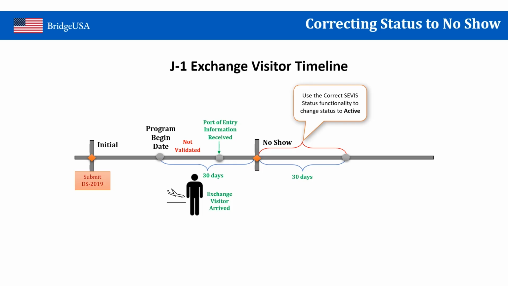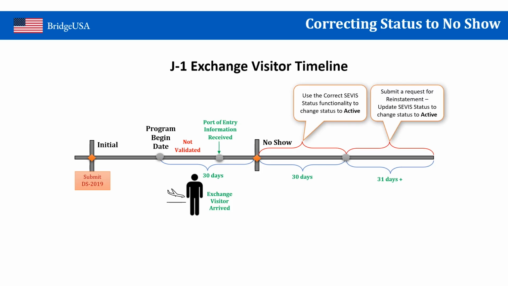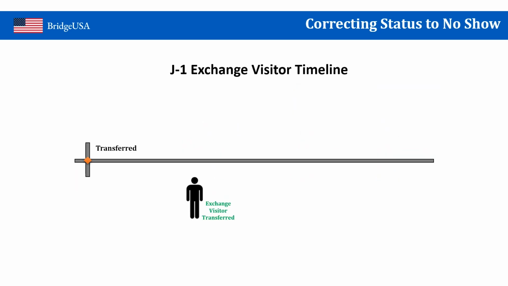The Correct SEVIS Status process for correcting status from no-show is identical to the previously demonstrated process for correcting the status from invalid. If it has been longer than 30 days since the status changed, you must submit a Reinstatement Update SEVIS status request. This option requires payment of a non-refundable fee, supporting documentation, and review by the Department of State. In a transfer situation, the status of a record can also change to no-show if the record is not validated within 30 days of the effective date of transfer.